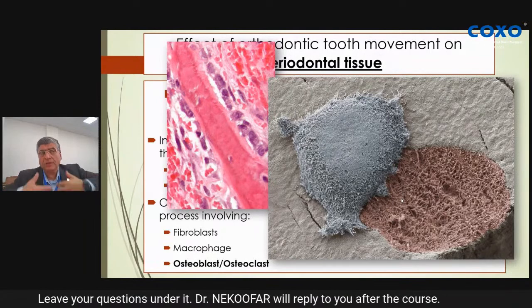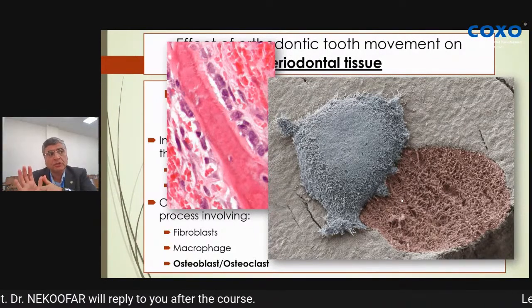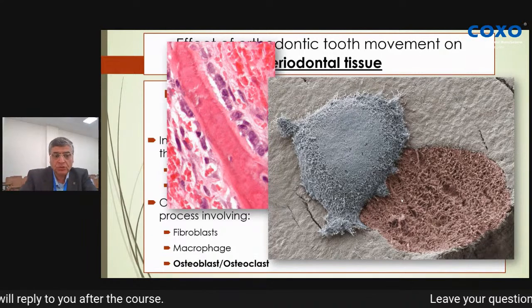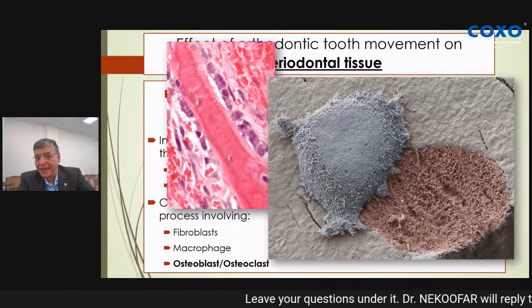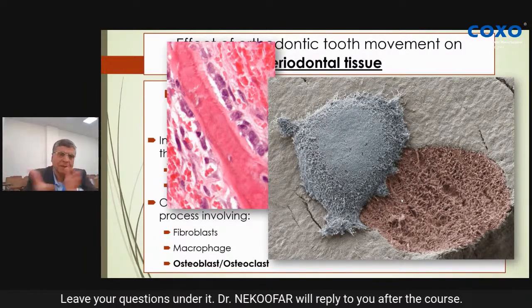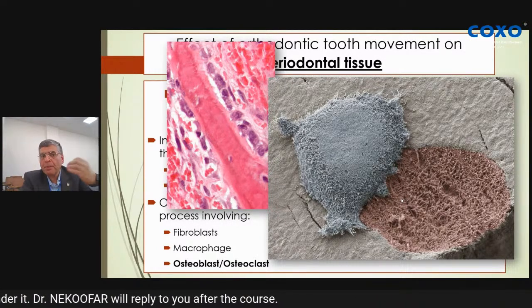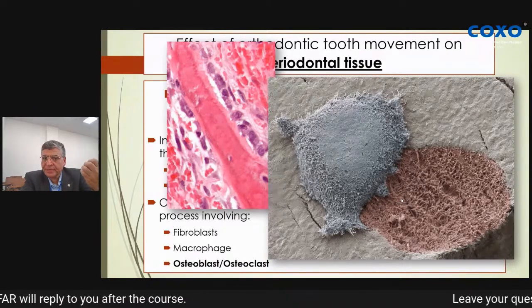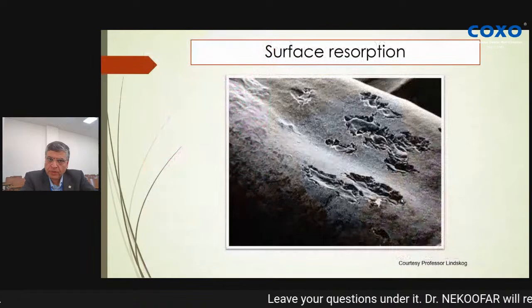So we need this osteoclast activity on one side, and then the movement of the tooth may happen according to the forces. So we have osteoblast activity to replace the place that osteoclast removed. So this may have some effect, obviously, and this is inevitable effect. But we need to control the forces based on that, which is the job of the orthodontist.